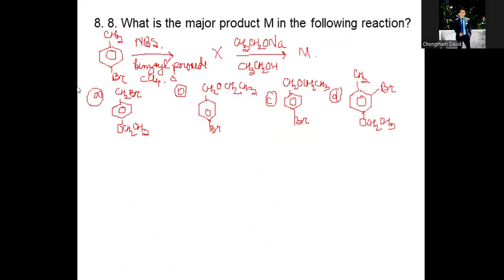What is the major product M in the following reaction? Look at the reaction. You have para-bromotoluene reacting with benzoyl peroxide. Carbon tetrachloride is the solvent, NBS. When treated with this, para mixture gives X, and again treated with sodium ethoxide in alcohol gives M. The question is asking you to find M, that is the major product M. Now let us try to write the reaction so that we can answer this question.